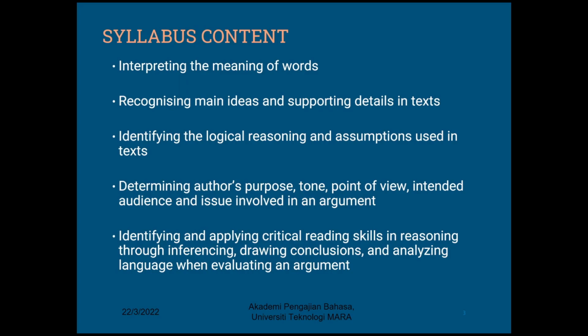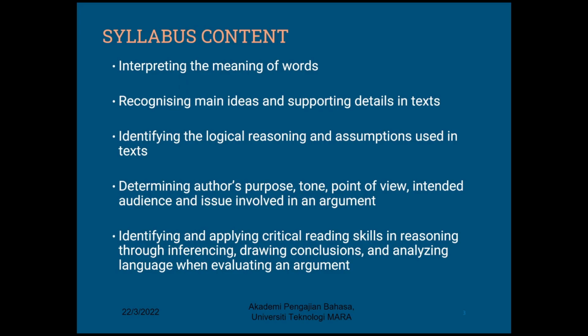The next one is identifying the logical reasoning and assumptions used in the text. When someone is explaining something in their text, it is important to know that they have a reason why they write it like that. There are some reasons that they want to write the article. So there are some assumptions that have been made there. It is important for you to know that there are certain things in play when people write. This is how we will help you identify those things.